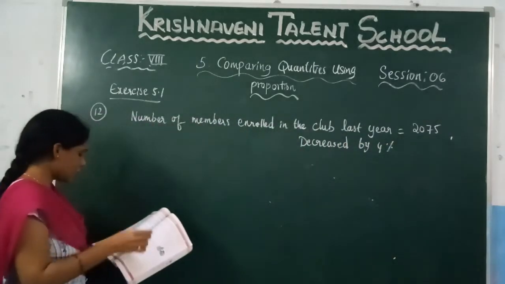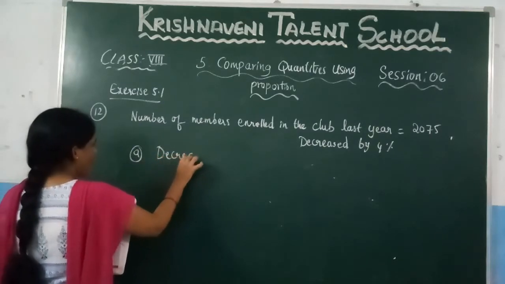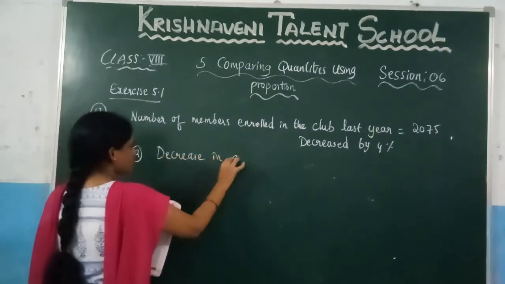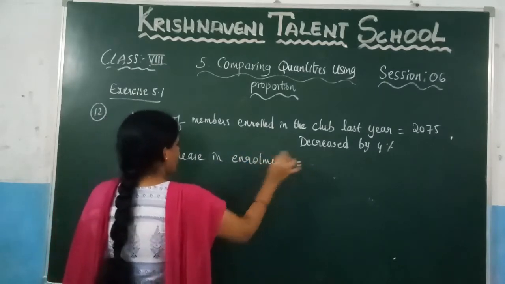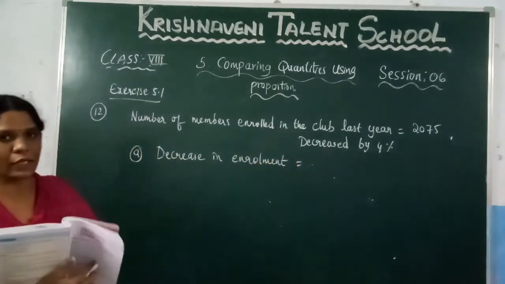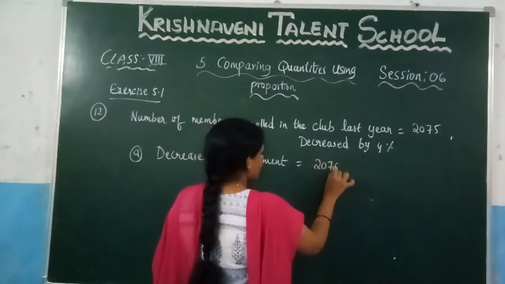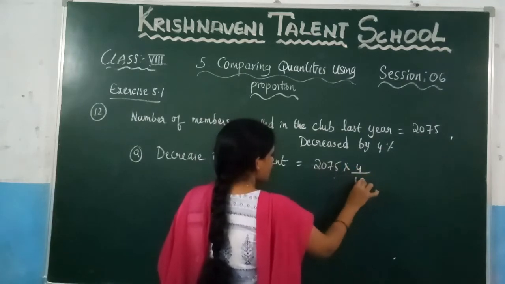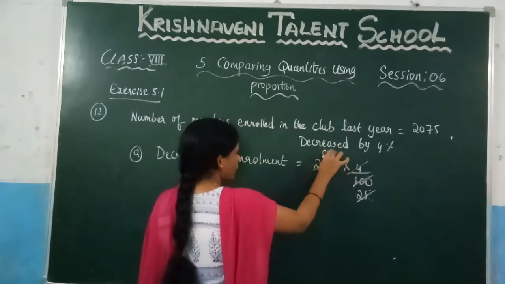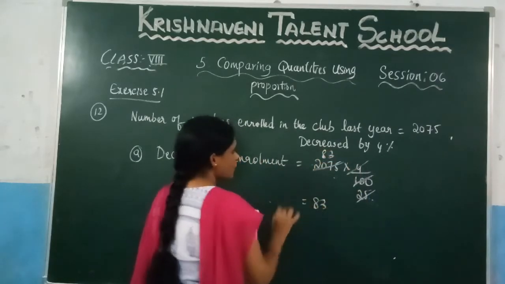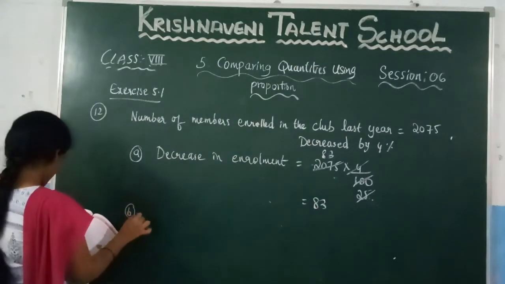Now you need to calculate the first one, option A, decrease in enrollment. If you want to find the decrease in the enrollment, you need to take 2075 into 4 by 100. Just now I have calculated: 4 ones, 4 25s, 25 ones, 25 83s. So how many members decreased here? 83.